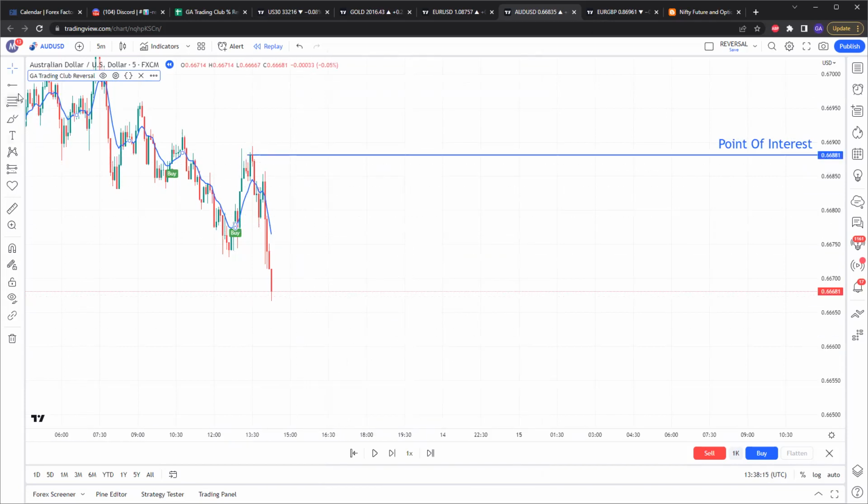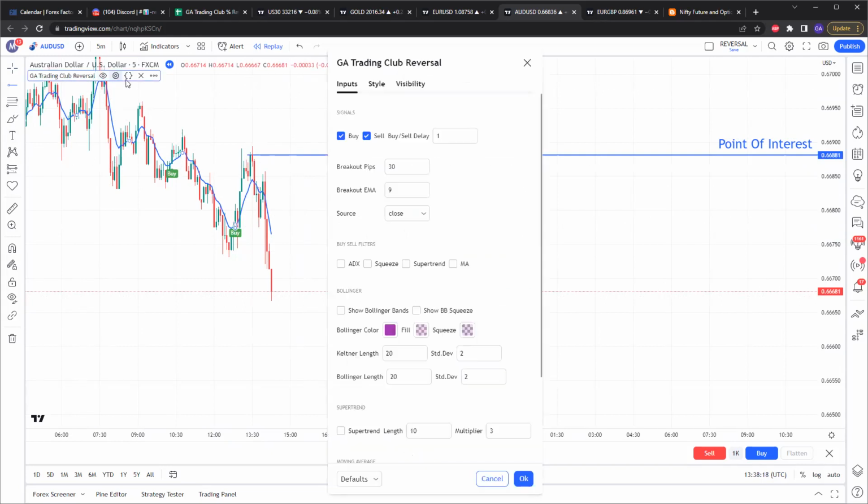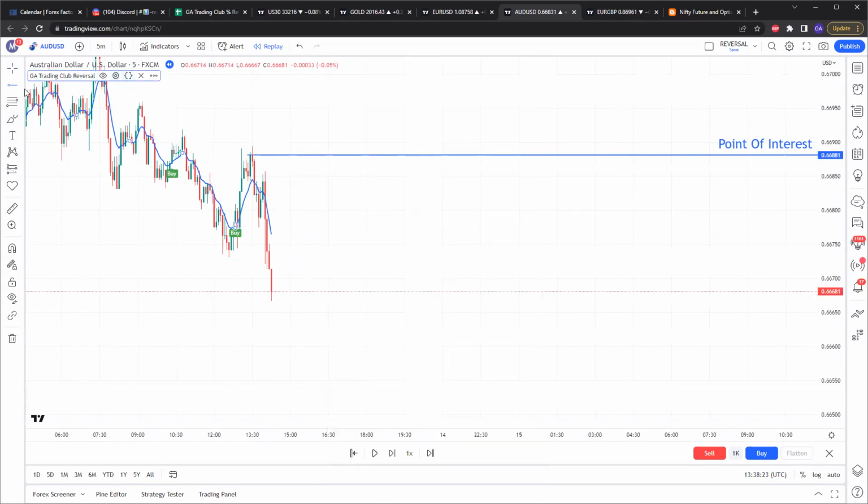Then I come in here, I say, I'm looking for buys only. So here I come in here and turn off the sells so that I just don't get confused by the sells.